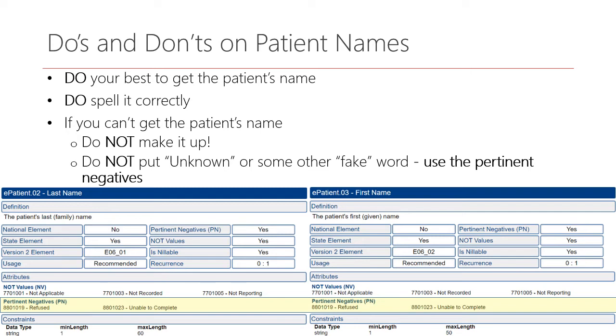And you may only know their first name, or you may only know their last name, and that's fine. So what you would do is you would record the one, and then you would use the pertinent negative for the other. Okay, so please, please, please do not ever record a fake name, because that kind of screws up our data matching in the system.